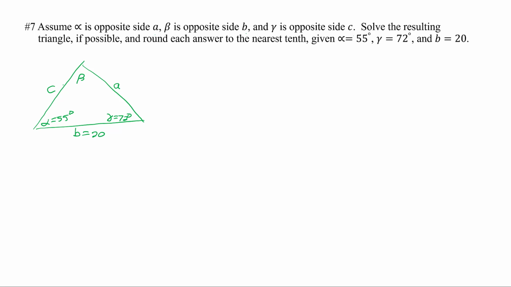Where I want to start is, for the law of sines, we need to know a side length and the opposite angle measure. Well, we can find the measure of beta pretty easily here. Beta is going to equal 180 degrees minus alpha minus gamma. And so we get beta is equal to, let's see. Oh, wait. I wrote that wrong, didn't I?